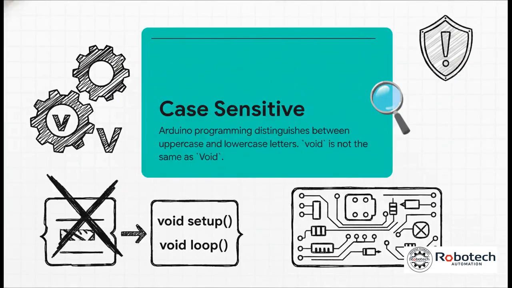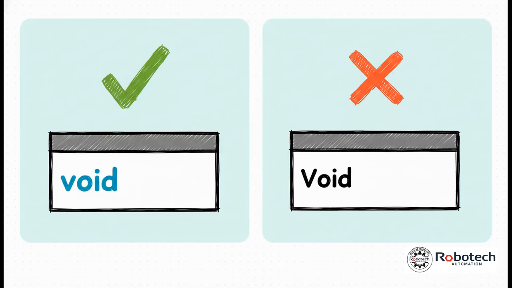Now here is a rule that trips up almost every single beginner, so listen close. Programming is case sensitive. What that means is, to the Arduino, a lowercase v and an uppercase V are two completely different letters. So commands like void, setup, and loop have to be typed in all lowercase, exactly like this.